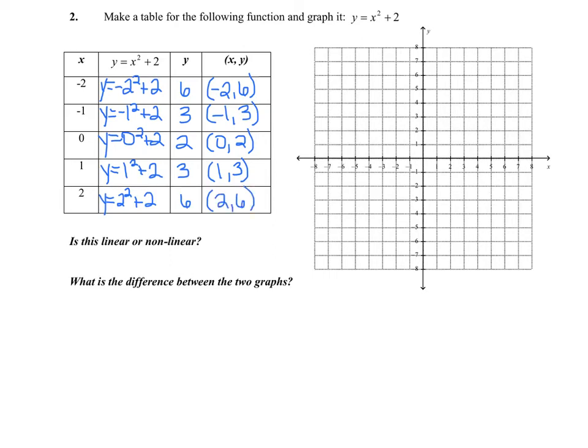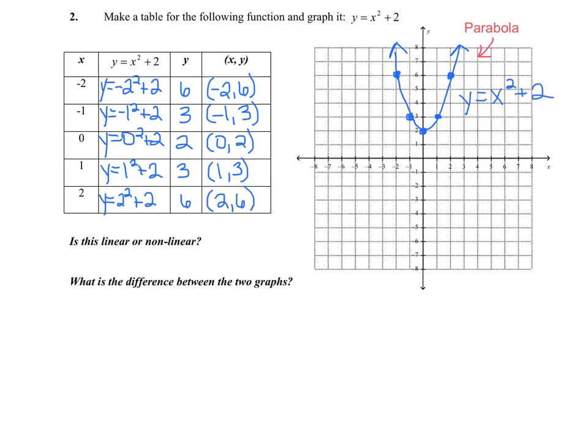Okay, so now that we found our coordinates, we are now going to graph them. So our first coordinate is negative 2, 6. Our second coordinate is negative 1, 3. Third coordinate is 0, 2. Fourth coordinate is 1, 3. And our last coordinate is 2, 6. And we're going to connect them. And if you notice here, we made a parabola. So what we just graphed was a parabola. And we're going to label it y equals x squared plus 2.